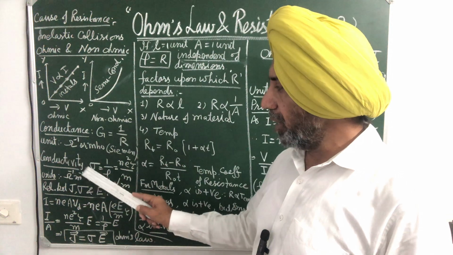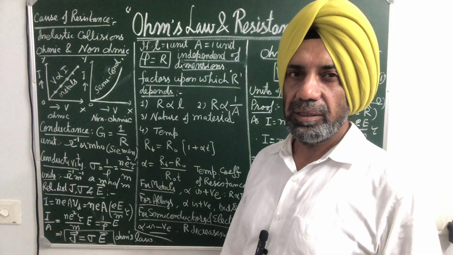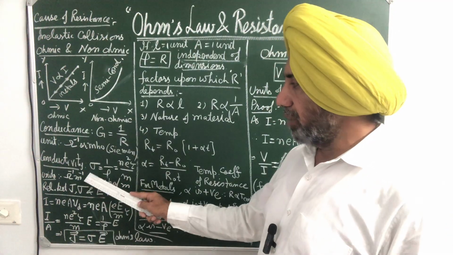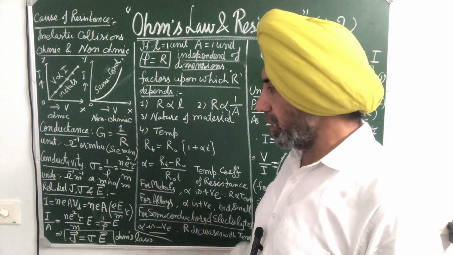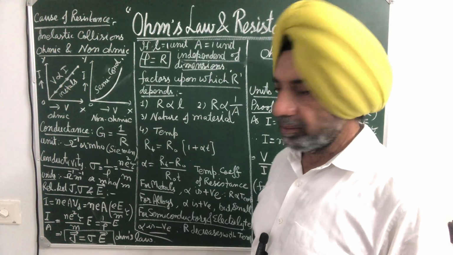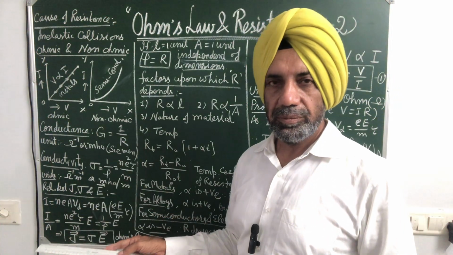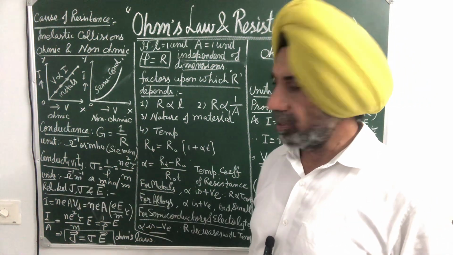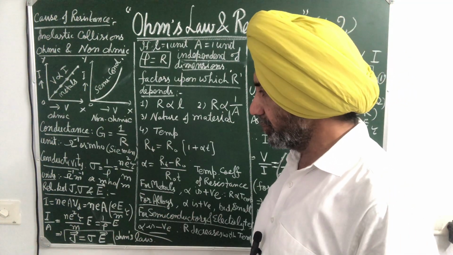Then what is conductivity? Sigma. Conductivity is defined as the reciprocal of resistivity. So conductivity, from the name, is the reciprocal of resistivity. That is, sigma is equal to 1 by rho, or n e square tau by m, which is the required expression for sigma. The units of conductivity will be ohm inverse meter inverse, because the units of rho are ohm meter. So it will be mho per meter or siemens per meter.